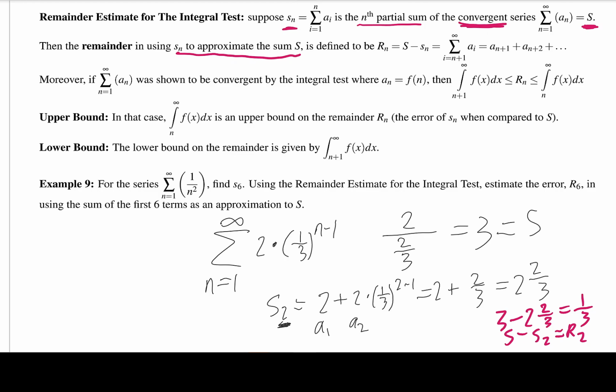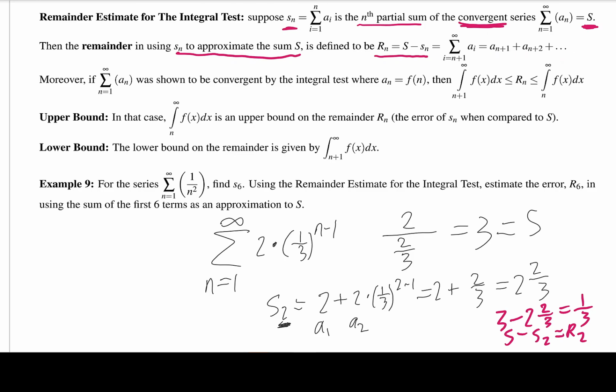And so that's why we say that the remainder is defined to be R sub n equals S minus S sub n. And we can write that out with this formula right here, which basically just says, okay, we took S sub n, which is the sum of the first n terms. And now this latter part right here is what the remainder is. The remainder is the sum of all the terms that come after a sub n.